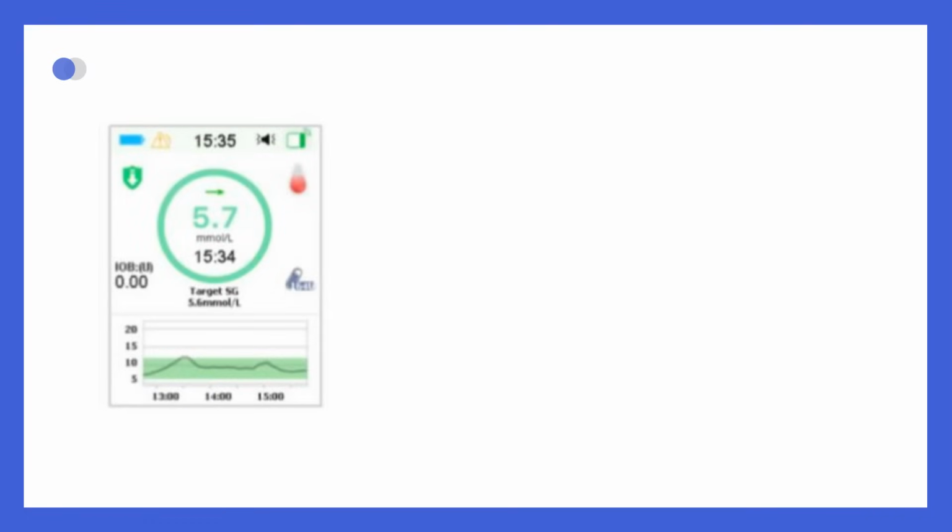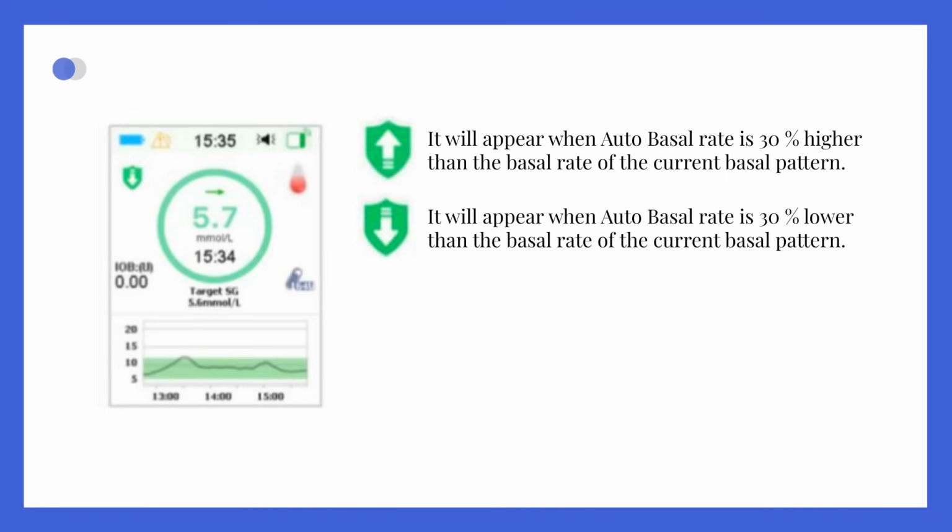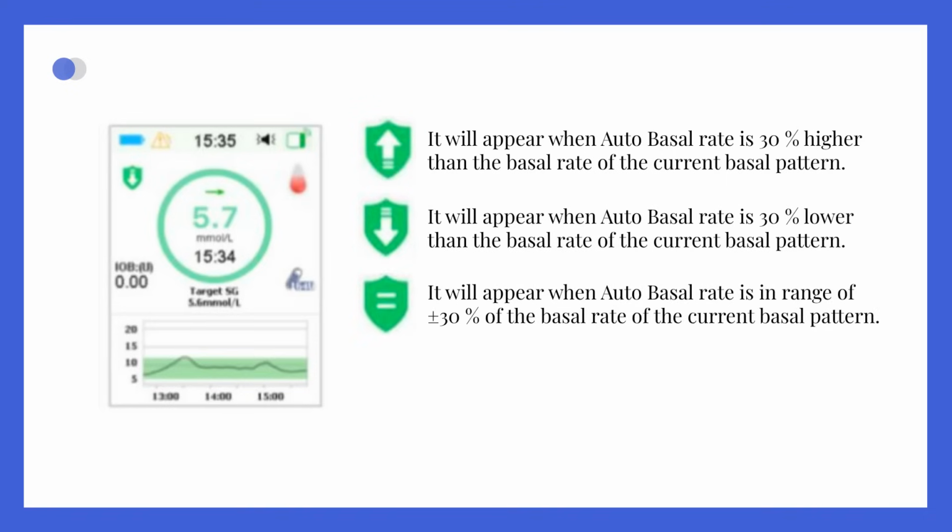Once auto mode is active, your basal menu will change to an activity menu and a green shield icon will appear on your home screen. If the system is delivering 30% more or less insulin than your usual basal rate, you'll see an arrow over the shield. If insulin delivery is suspended, a red line will appear across the icon. If you ever want to turn auto mode off again, you can do it from the same screen.